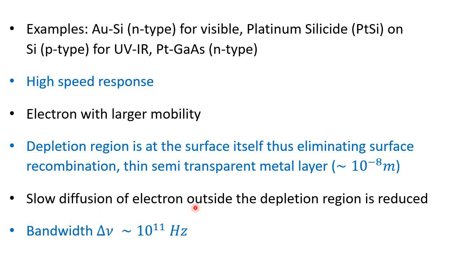The slow diffusion of the electron outside the depletion region is certainly reduced, and one can get bandwidths of about hundreds of gigahertz. As I told you, this bandwidth increase can ideally be got by ensuring these two things: on the one hand, you are decreasing the area of the Schottky diode, and you're also creating the depletion layer at the surface itself.